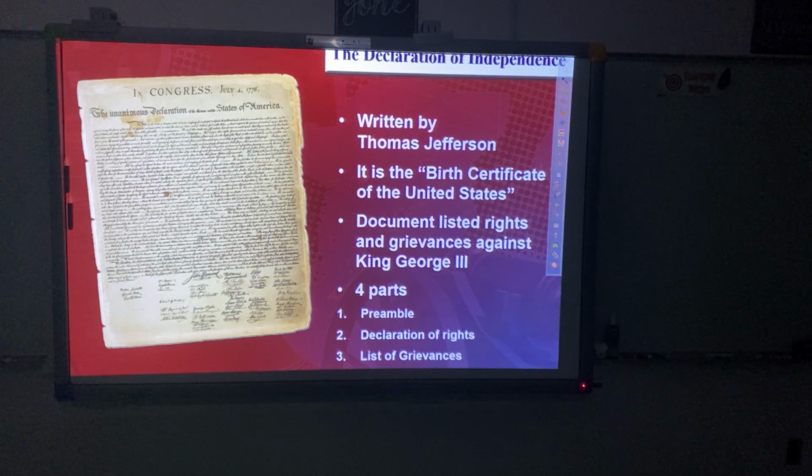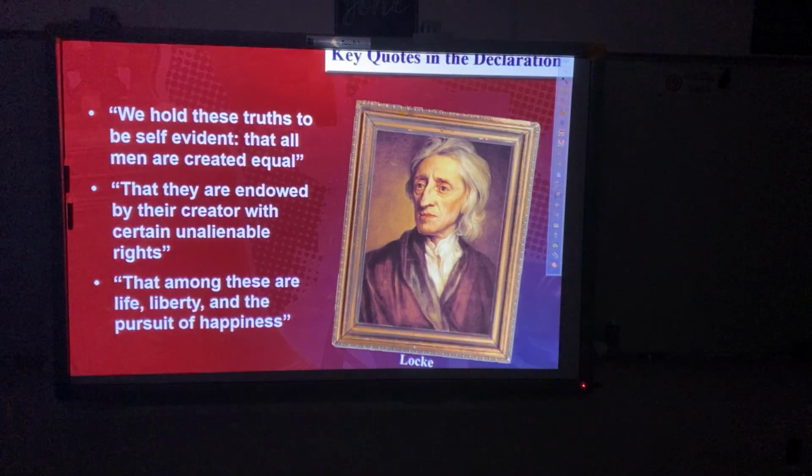This document listed rights and grievances against King George III. So they said, we believe that there are certain things that King George is not doing correctly. Here's the reasons why, and this is why we are declaring ourselves a free and independent nation.